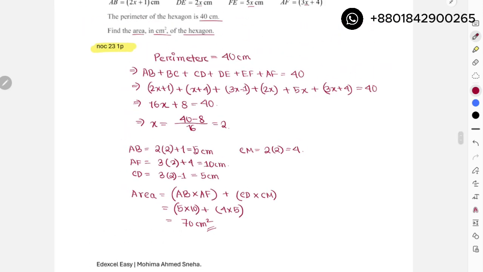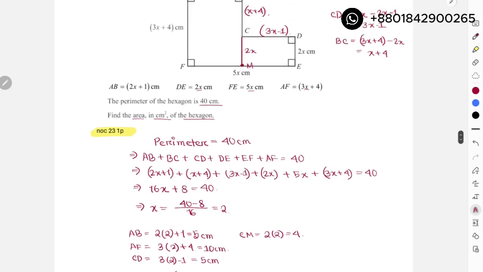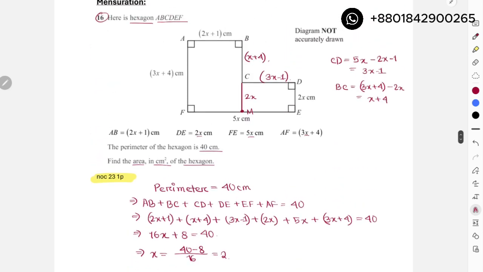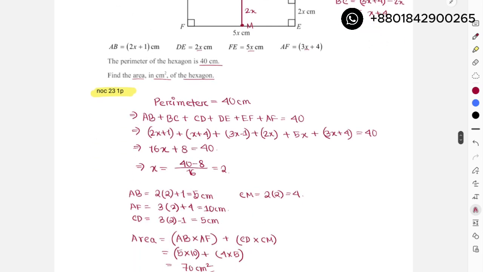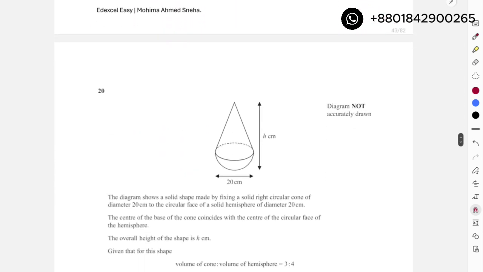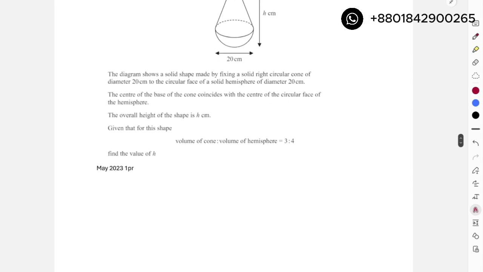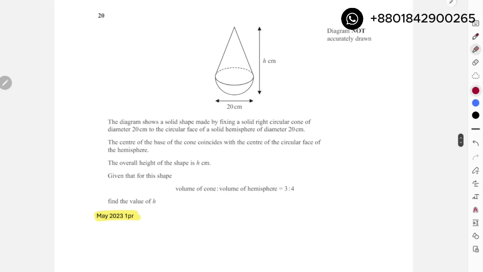In order to find out the area, I'd have to use the equation for the perimeter to find out the value for x, and then using these 4 dimensions, we can easily calculate the area. So this is it for mensuration. This was from November 23, paper 1. After this, we'll quickly move on to this next question. That is from May 23, paper 1R. And this one is question 20.